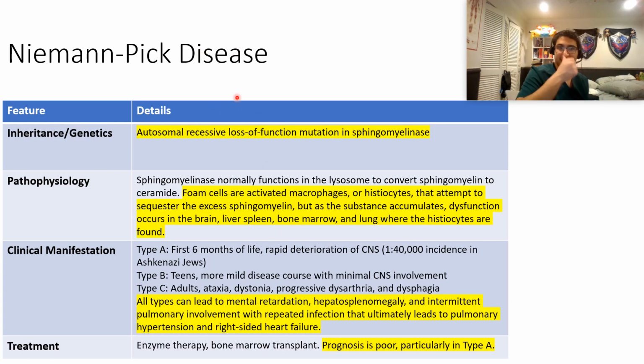All right, Niemann-Pick disease. It's an autosomal recessive loss of function mutation in sphingomyelinase. Now, these foam cells that we're talking about are activated macrophages, and an activated macrophage can be called a histiocyte. It tries to capture the sphingomyelin and break it down. It's similar to how macrophages capture LDL and break it down and oxidize it, and that's part of the pathophysiology of atherosclerosis.